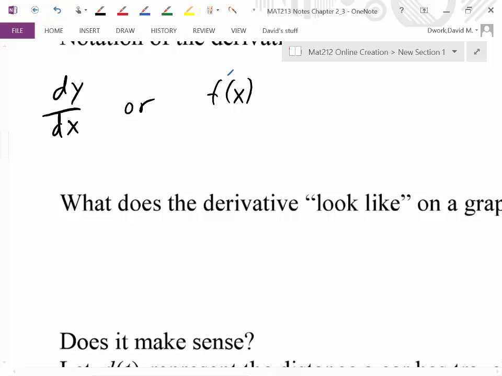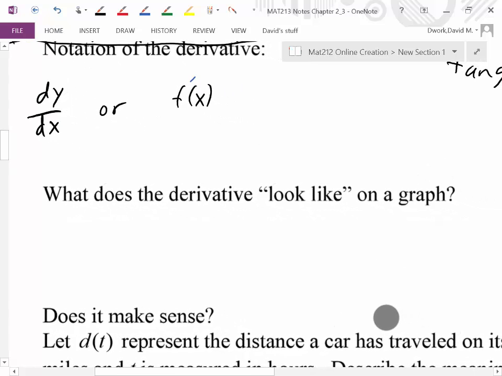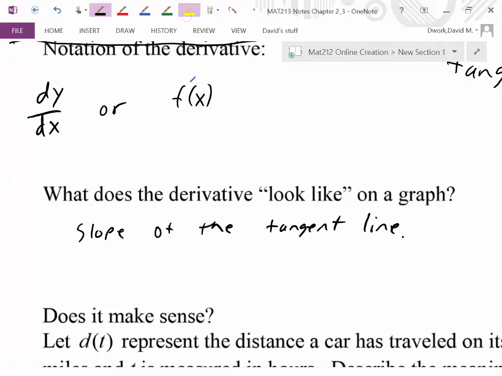Okay, so what does a derivative look like in notation? That's what we just did up here. What does it look like on the graph? Well, I already mentioned it to you. What did the derivative look like? It is the slope of the tangent line. Okay, so what does average rate of change look like? Well, that was the slope of the secant line. So a derivative, keyword derivative, is the slope of the tangent line.